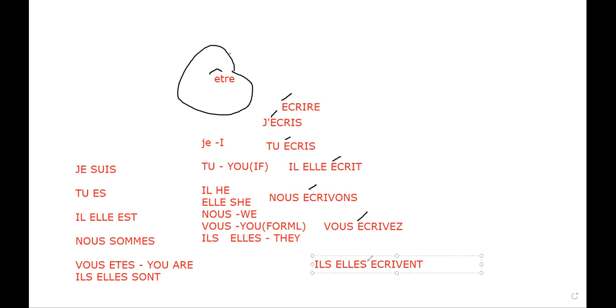Now, repeat after me. J'écris is to I write. Tu écris is to you write. Clear? Il, elle écrit is to he, she writes. Right. Nous écrivons. Repeat after me. Nous écrivons is to we write. Right. Clear? Vous écrivez is to you write.